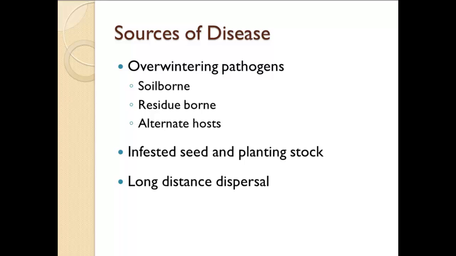And the reason this is important is that we have to manage these different kinds of pathogens differently. So for a pathogen that overwinters in the soil or on residue, we can do certain things like crop rotations to try to minimize the levels of those, whereas that really doesn't work for a pathogen that's able to travel for many miles in the wind. Crop rotation may not be effective for that kind of a disease. So we have to consider where the pathogen is likely to be coming from when we're looking at our disease management strategies.